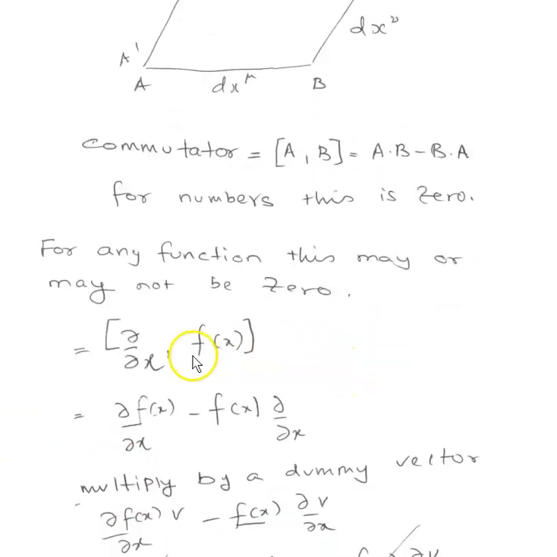So let's look at a function. Here we are using the partial derivatives, f(x) and ∂/∂x. So this is A and this is B. So A times B is ∂f(x)/∂x, and that would be A B minus B A acting on f(x), times ∂/∂x. So this is pretty understandable.